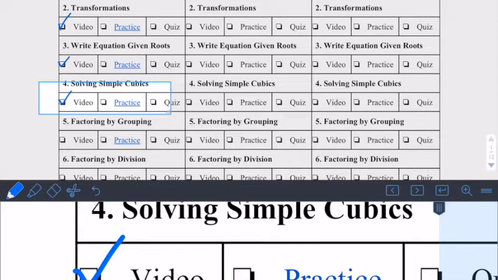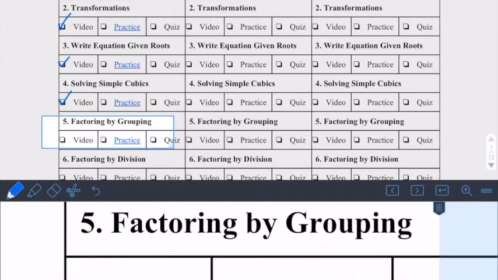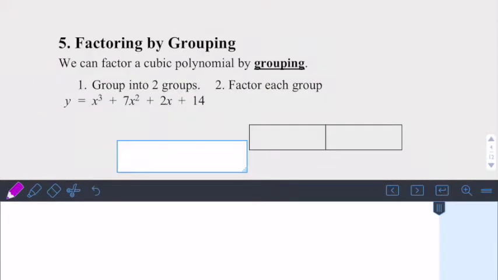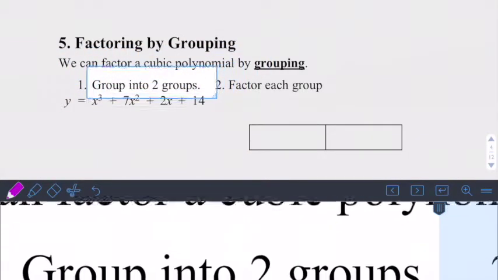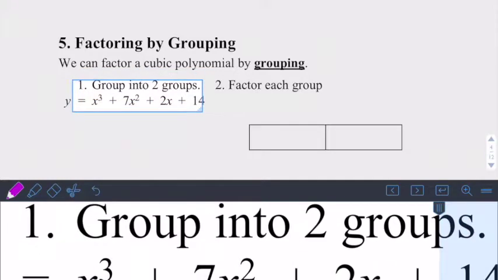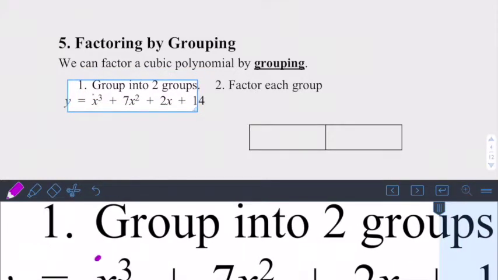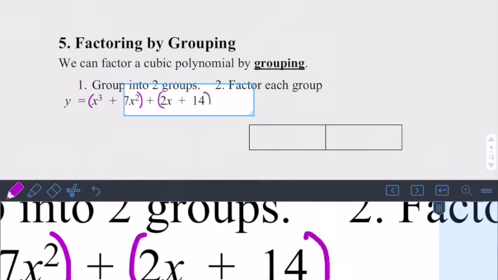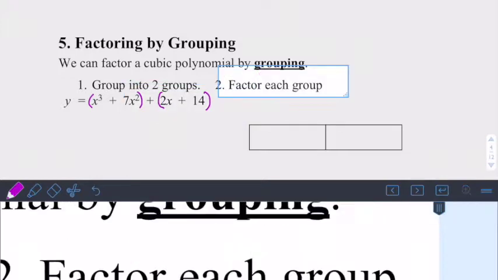This is Tier 1 Lesson 5, Factoring by Grouping. So I'm going to show you a new factoring technique of grouping. So we're going to group these into two groups. Here's one, here's the other. And what we're going to do is factor the GCF, the greatest common factor, of each group.